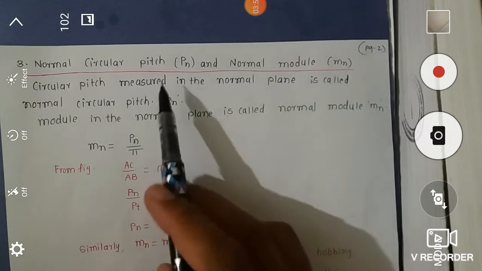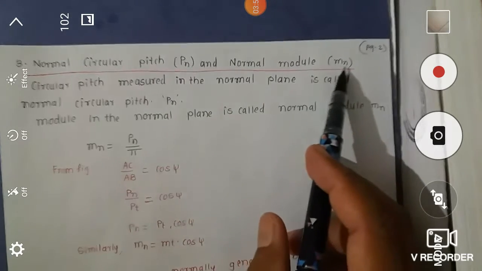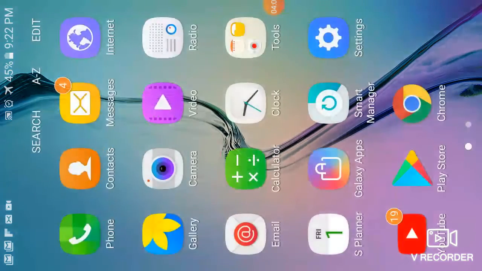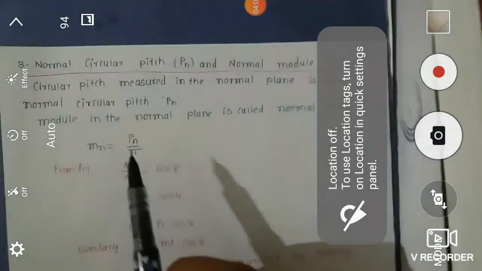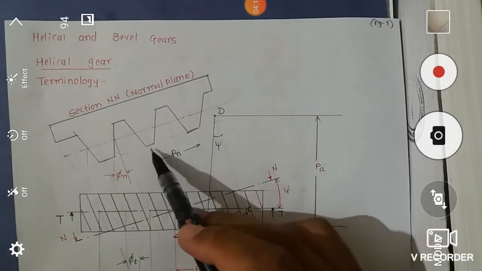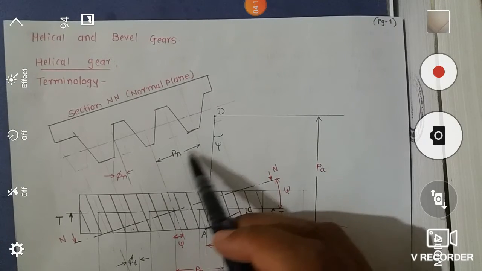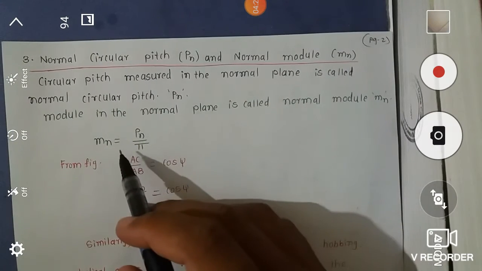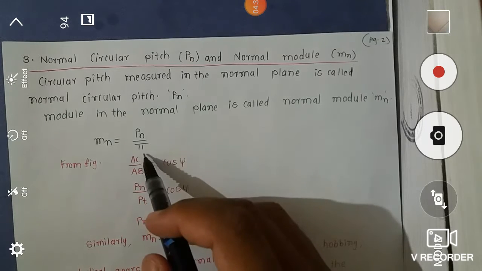Third point is normal circular pitch, that is PN, and normal module MN. If we see the definition, circular pitch measured in the normal plane is called normal circular pitch, that is PN. And if we observe the diagram again, in the normal plane the distance between two corresponding teeth is this PN, that is the normal circular pitch. And MN is the normal module, which is equal to PN upon pi.